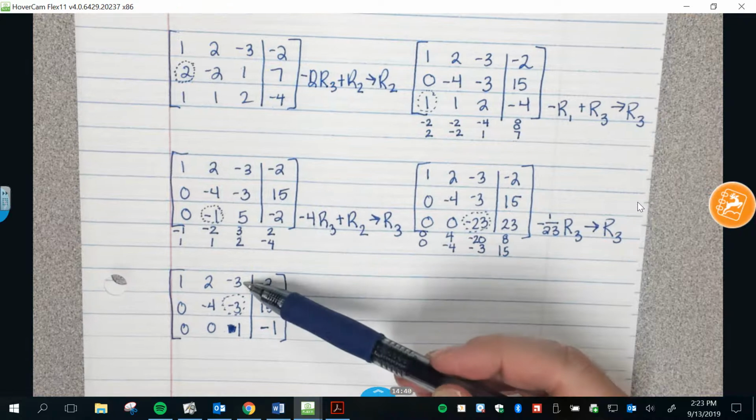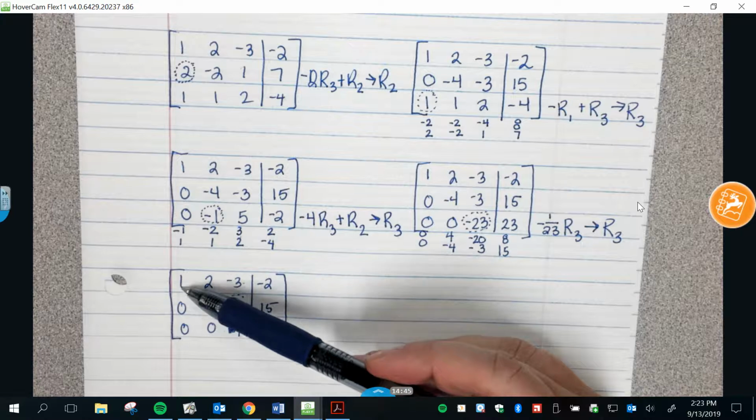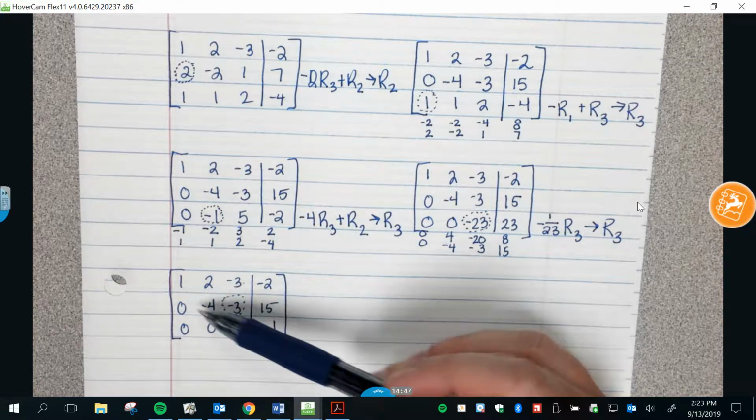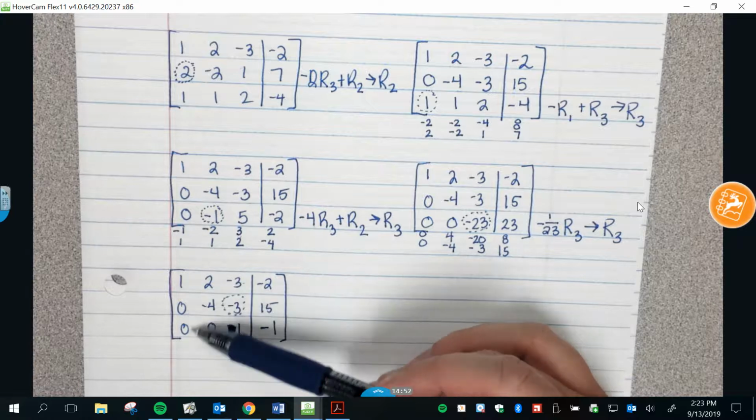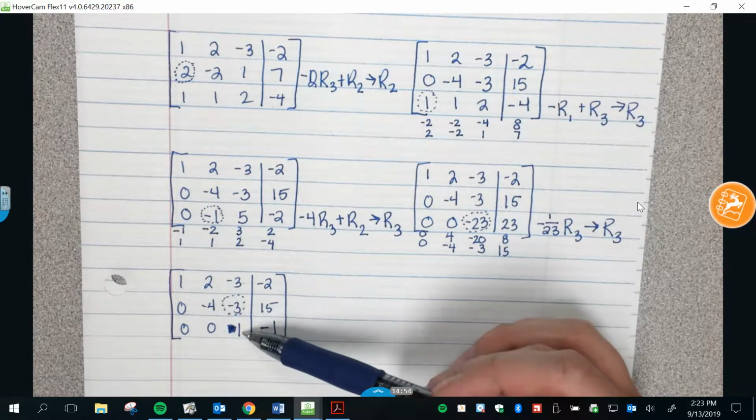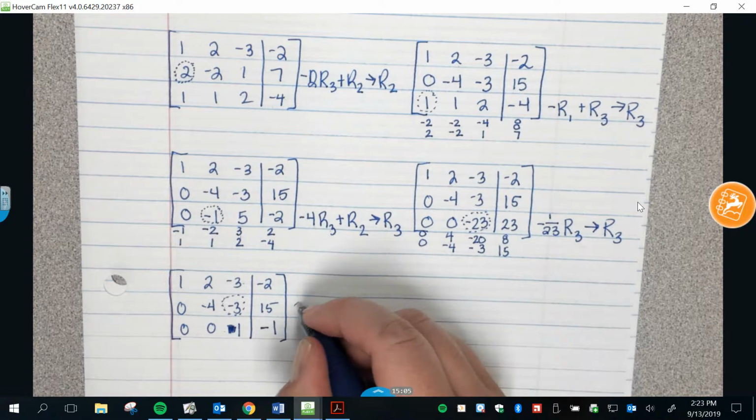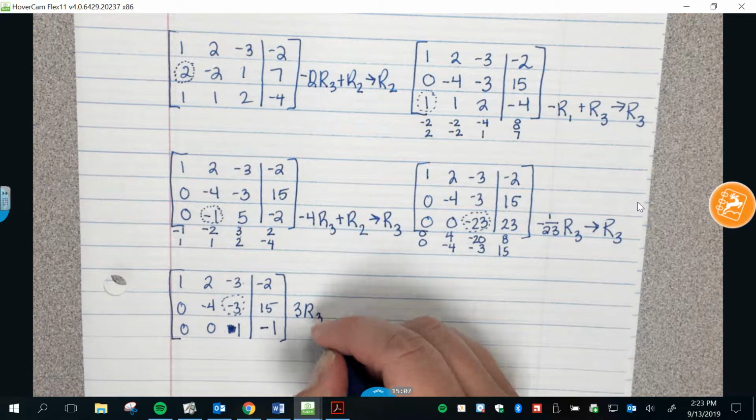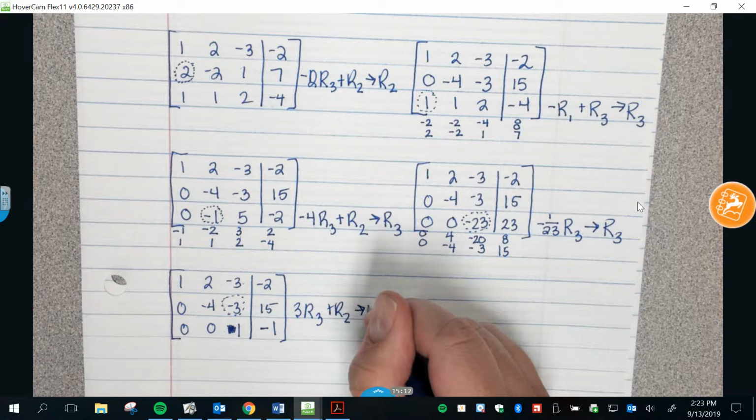Okay, but be careful of this top one. I can't use this top one and add it here because that's going to put a number there. I can't use any row that has zeros beneath it. So I have to use row 3. So I'm going to take row 3 and do what with it? Multiply it by 3. That's a positive, right? I messed up. So this is going to be 3 times row 3 plus row 2 right back into row 2.